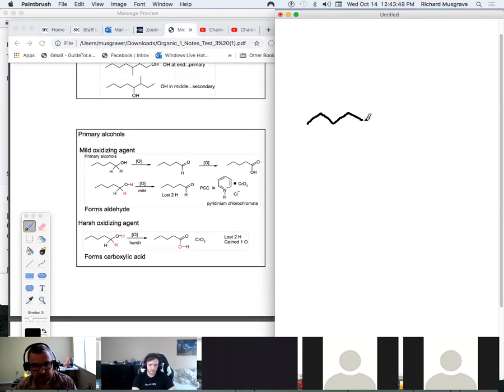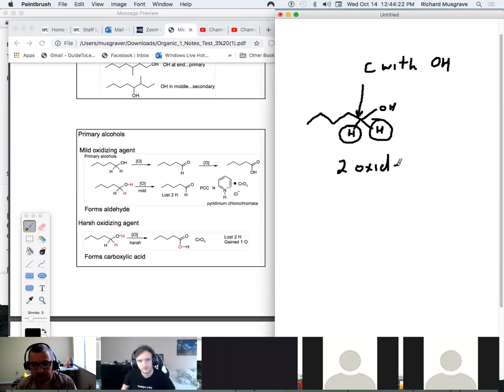Just going to redraw this structure here. You'll notice, and I'm really just talking about the C with the OH, that there are two hydrogens on this C. That means that there are going to be two possible oxidations that can occur here. One for each of those hydrogens connected to that specific carbon atom. Two oxidations possible.